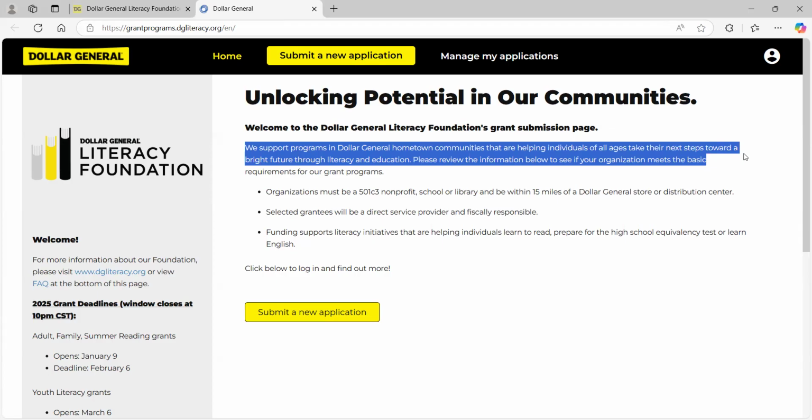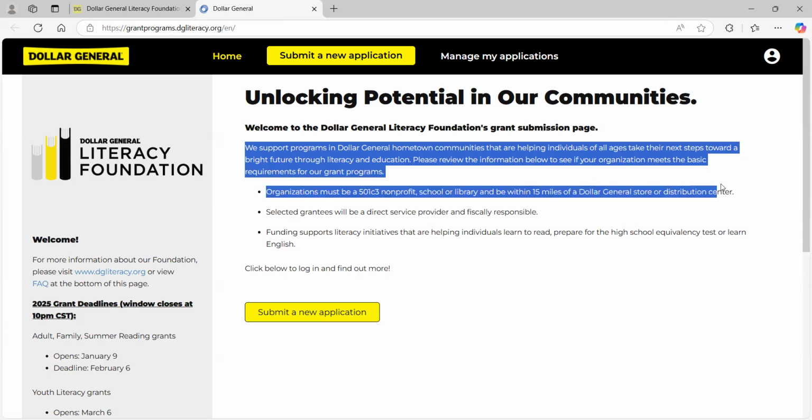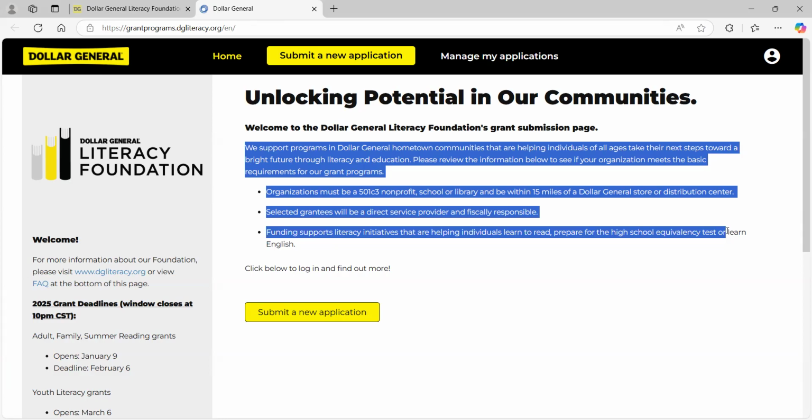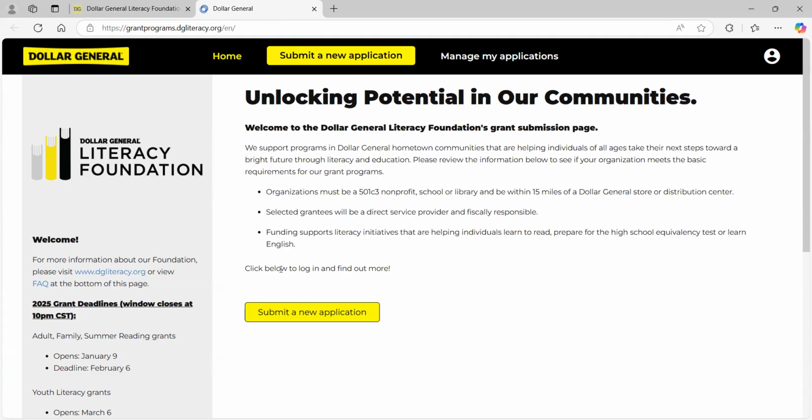Please review the information below to see if your organization meets the basic requirements for our grant programs. Organizations must be a 501c3 nonprofit, school, or library, and be within 15 miles of a Dollar General store or distribution center. Selected grantees will be a direct service provider and fiscally responsible. Funding supports literacy initiatives that are helping individuals learn to read, prepare for high school equivalency tests, or learn English. Click below to log in and find out more. I'm going to click on submit a new application.